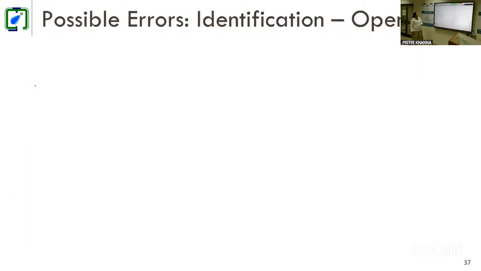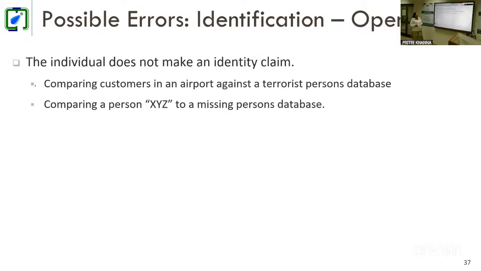Now, because time is less, we covered some cases of identification. Here, the individual is not making any claim. No one is coming in saying, I am Seema, I am so and so. So, for example, you are comparing customers at the airport because you are looking for a terrorist, so everyone is on surveillance. Or you can say someone is missing and you are searching for people.